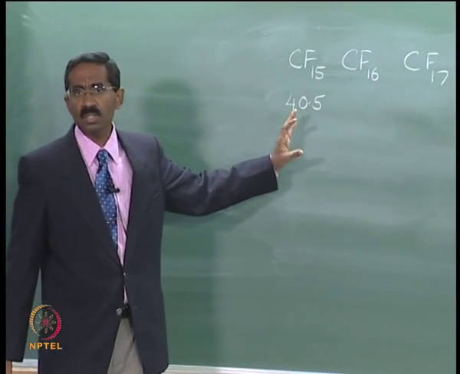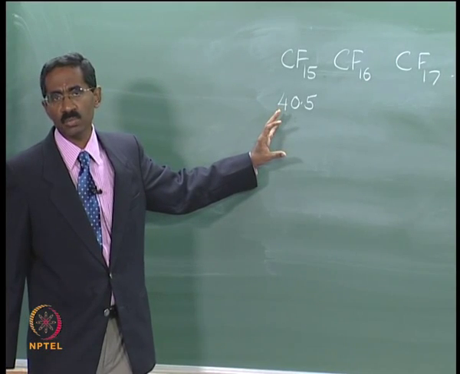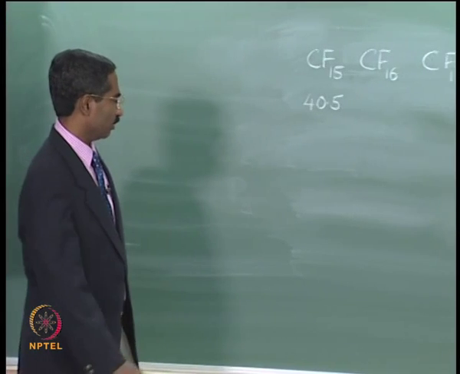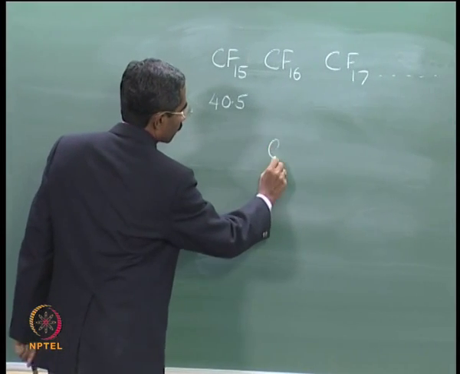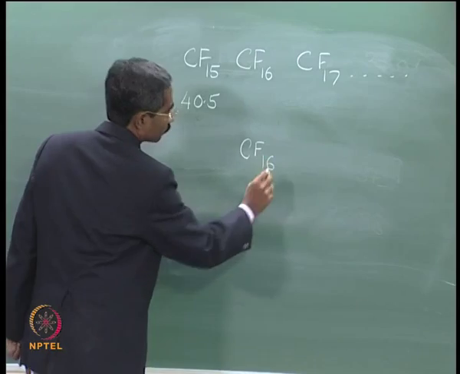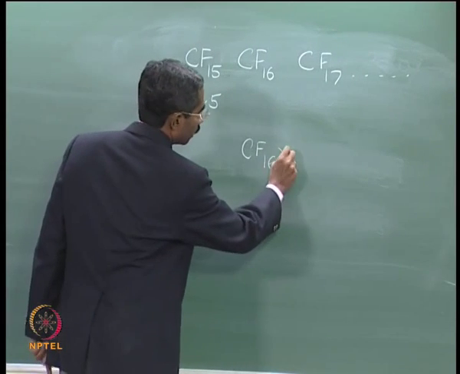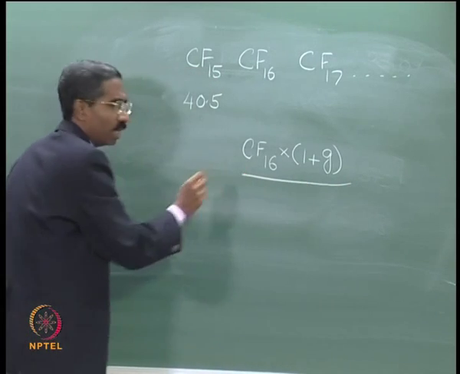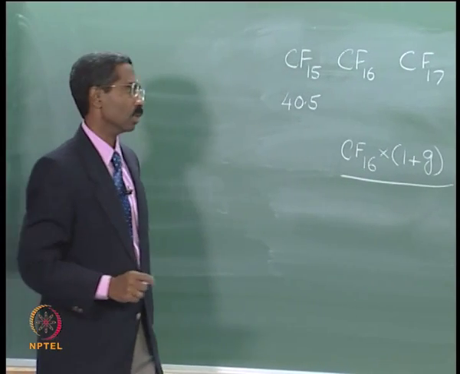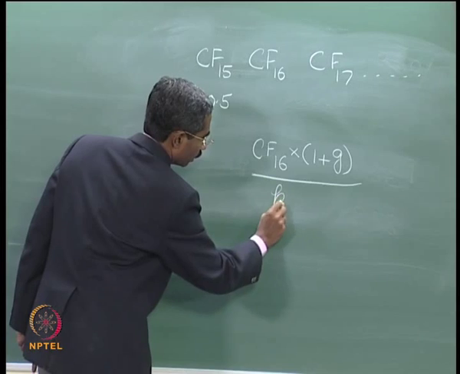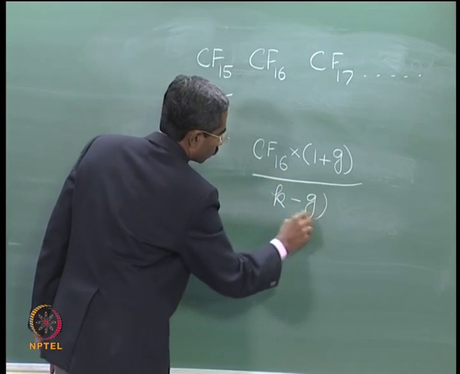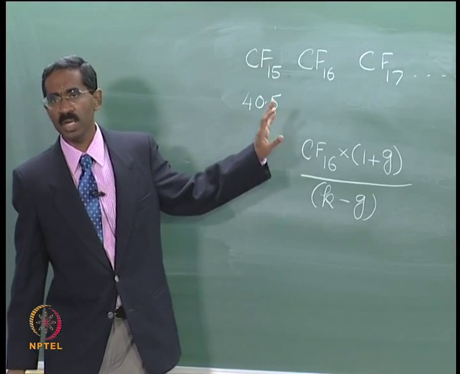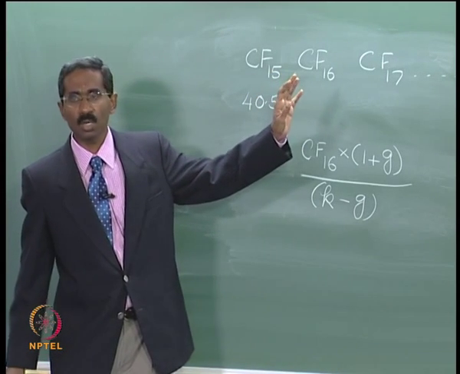So now if you want to determine the value of the perpetuity cash flow stream at the end of year 15, the expression that we will have to use is cash flow in year 16 divided by the discount rate, which is your cost of capital, minus your growth rate. So this will be the value of this perpetuity cash flow stream from year 16 onwards.